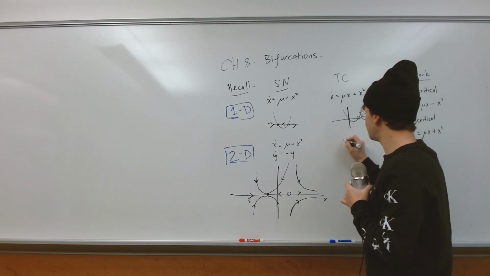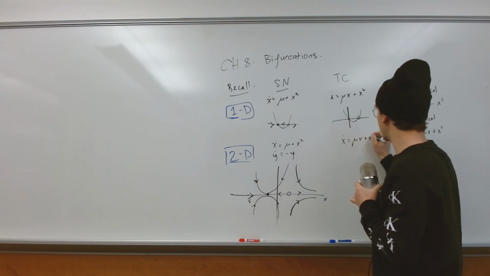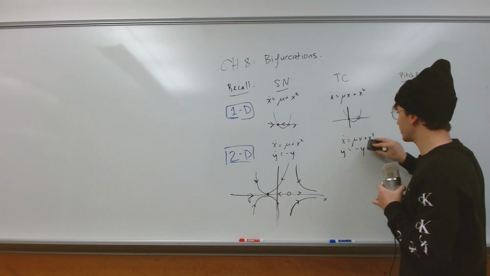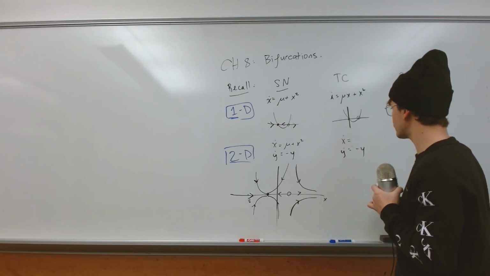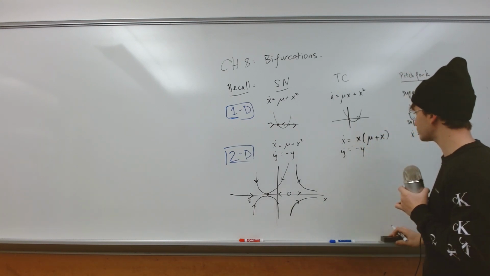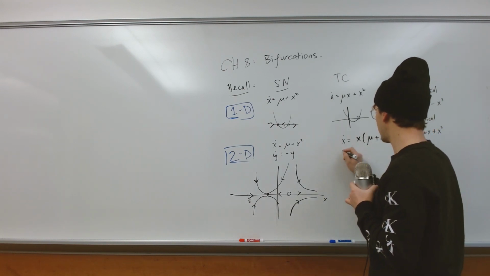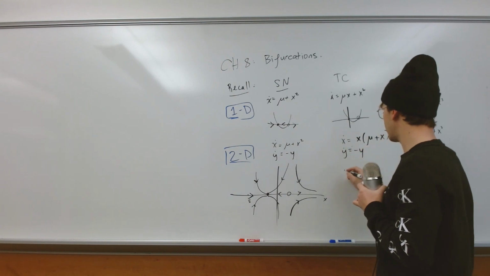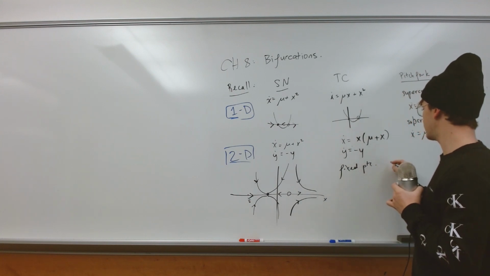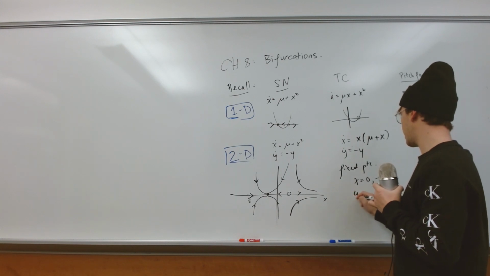Okay, so I'm going to set up a system: x dot is equal to mu x plus x squared, y dot is equal to minus y. And now I'm going to factor the equation for x dot, so we have x times mu plus x here. Okay, and I'll keep the y dot. So I can see that the fixed points occur precisely at x is equal to 0 and x is equal to minus mu, and y is equal to 0.